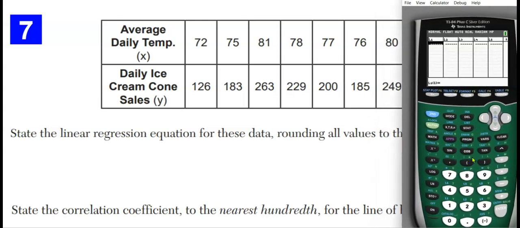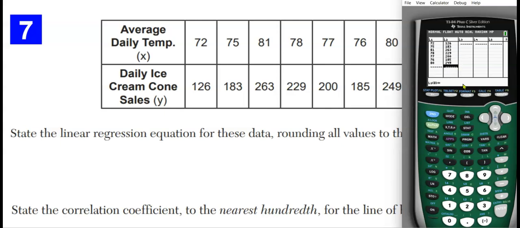Let's see here. I've got 72, 75, 81, 78, 77, 76, and 80. Now I'm going to arrow over to list 2, and 126, 183, 263, 229, 200, 185, and 249. Just going to double check my data here. And I have a typo here in my list. So it's a good thing I was checking. 78, and over here I'm also missing a digit. 229, 77, 200, 76, 185, 82, 49.